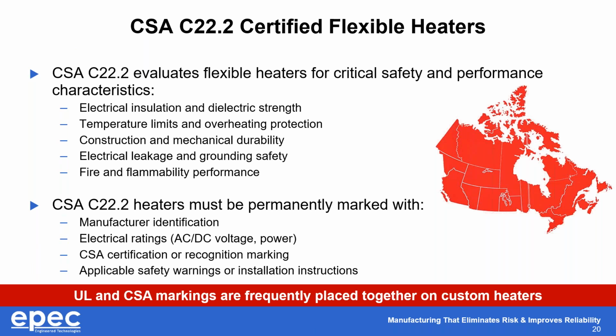Similar to the UL marking, to mark a heater with a CSA marking, we must have that same manufacturer's identification number, electrical ratings, again specifying the AC or DC voltage, and any additional warnings or installation concerns. And what you may notice in a lot of these products is that the UL and CSA markings are frequently placed together in similar locations on the custom heater.